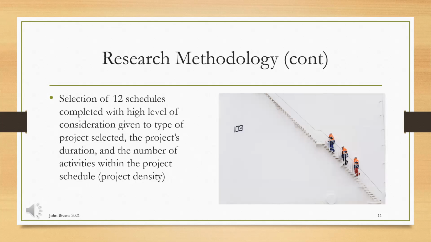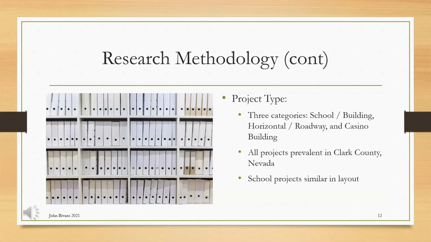It should be noted that the selection of the 12 schedules analyzed in this research was completed with a high level of consideration given to the type of project selected, the project's duration, and the number of activities within the project schedule, referring again to the project density. With respect to project type, 3 categories were considered in this research: school buildings, horizontal and roadway projects, and projects located within a casino on the Las Vegas Strip. All of these projects are prevalent in Clark County, Nevada. In addition to this, the school projects considered had very similar layouts.